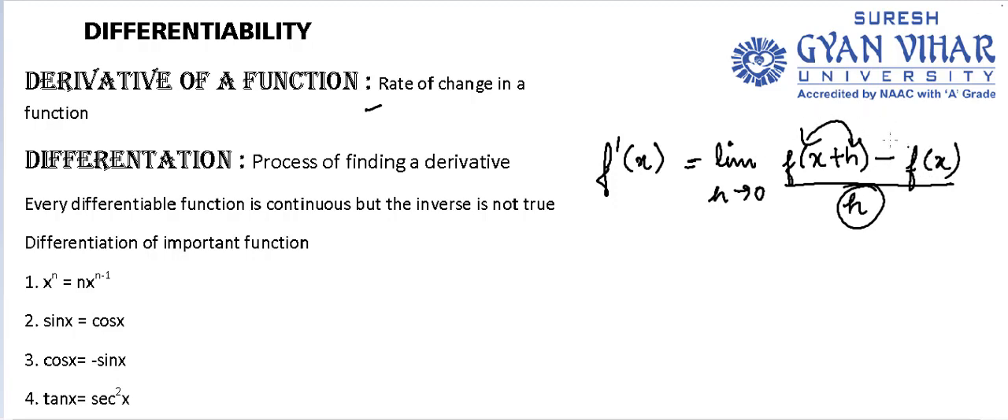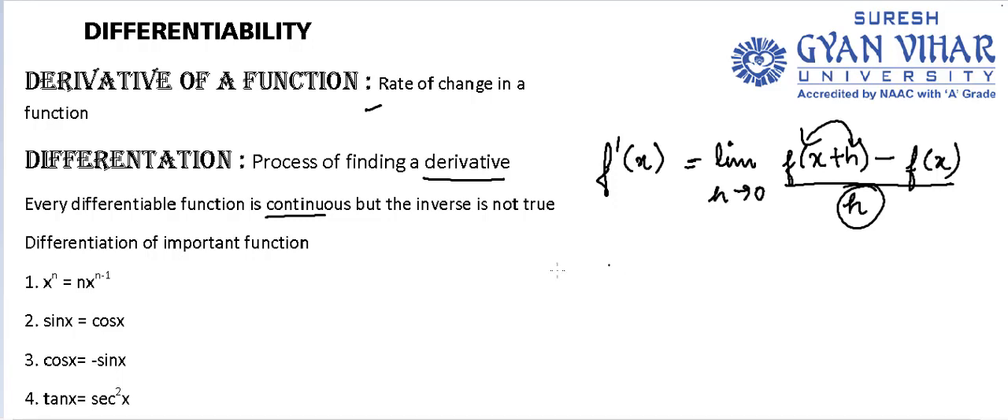Derivative is basically the rate of change, and rate of change is always represented with a negative sign because it shows the change, the variation from one range to another range. Now what is differentiation? The process of finding a derivative. The process of finding how the function is changing itself is known as differentiation. Every differentiable function is continuous, but the converse is not true. Every differentiable function is continuous, but not all continuous functions are differentiable.